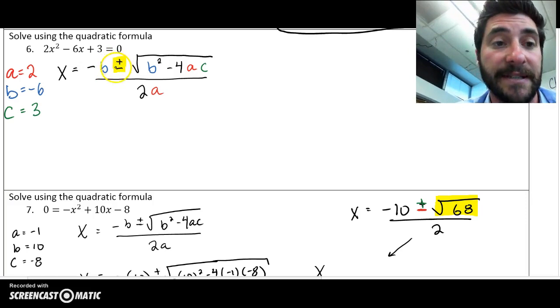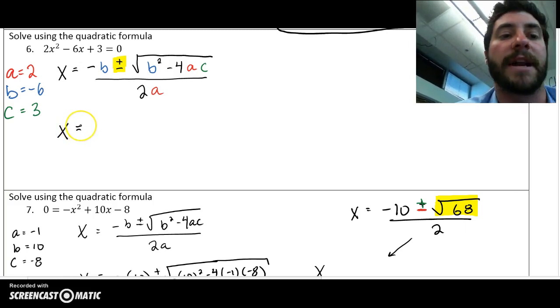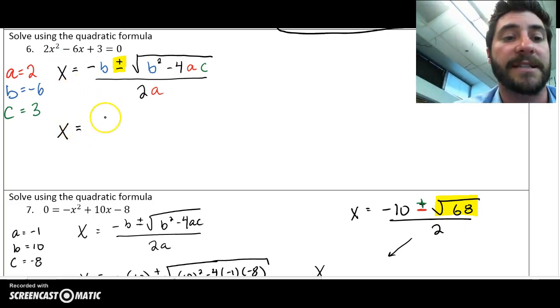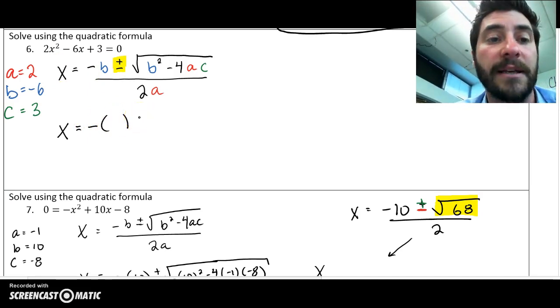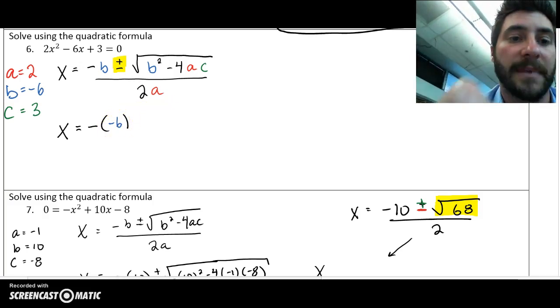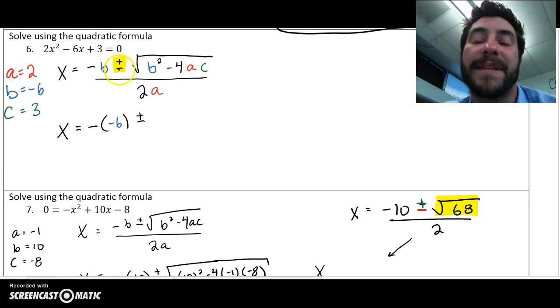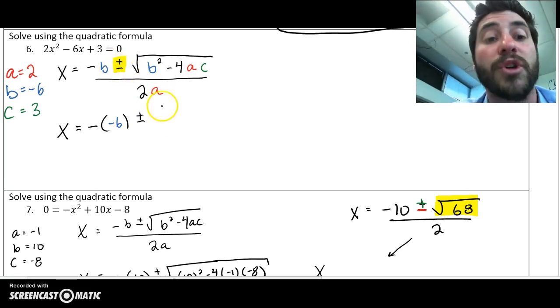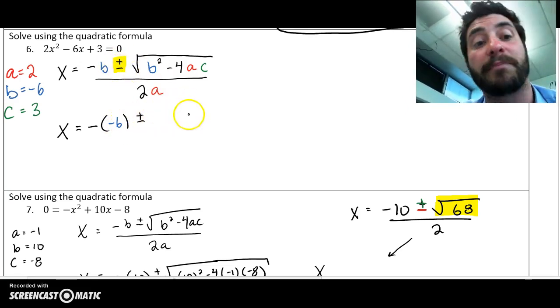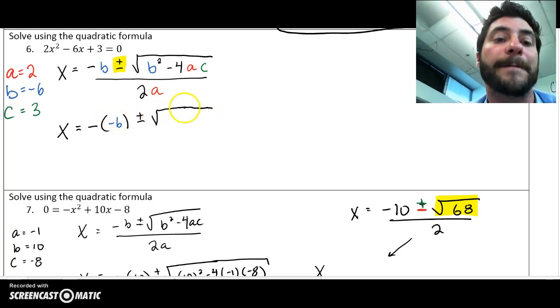Use parentheses. What I mean by that is this. When I go to rewrite my quadratic formula here, I've got x equals negative b. So I take out a b and put in negative 6. And then I've got plus or minus. I have this because it's telling me that we have potentially two answers here. One that we plus some stuff and one that we minus some things. That'll become more clear later.